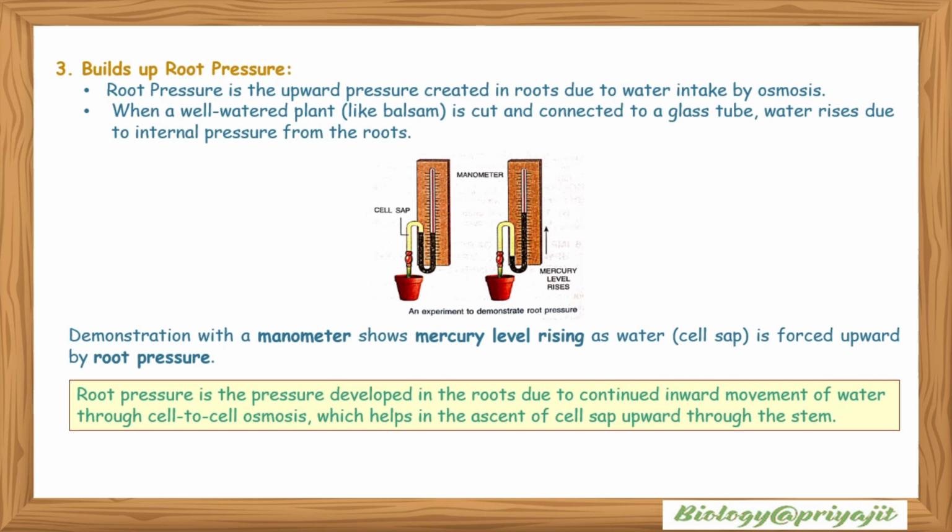Build up of root pressure: here the root pressure is the upward pressure created in roots due to water intake by osmosis. When a well watered plant like balsam is cut and connected to a glass tube, water rises due to internal pressure from the roots. Demonstration with a manometer shows mercury level rising as water, that is cell sap, is forced upward by root pressure. Root pressure is the pressure developed in the roots due to continued inward movement of water through cell to cell osmosis, which helps in the ascent of cell sap upward through the stem.